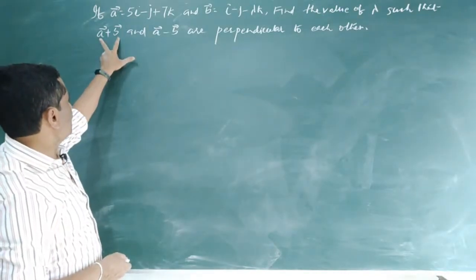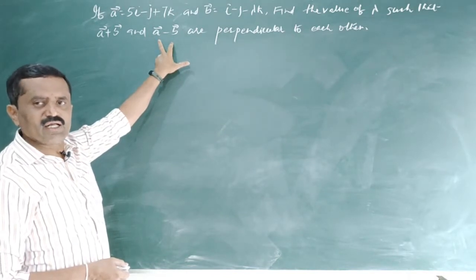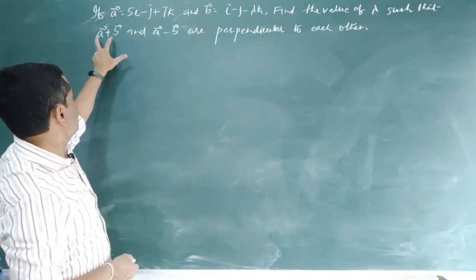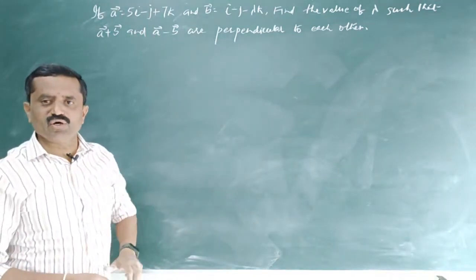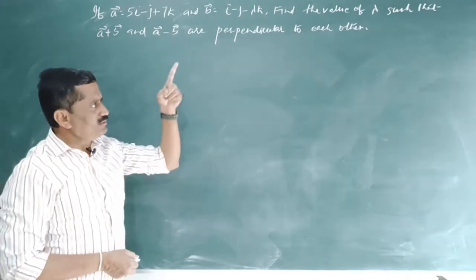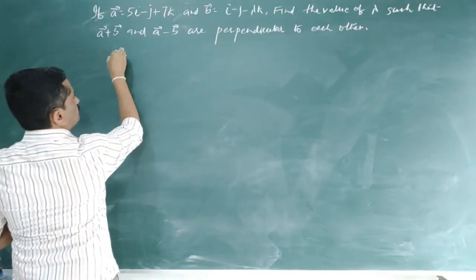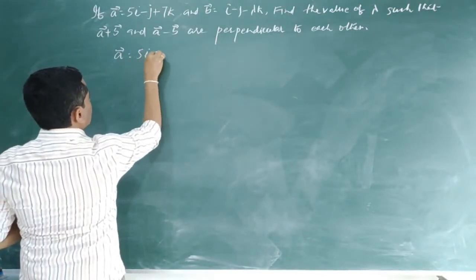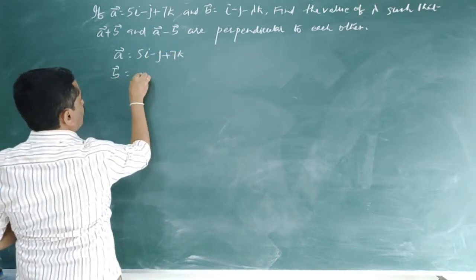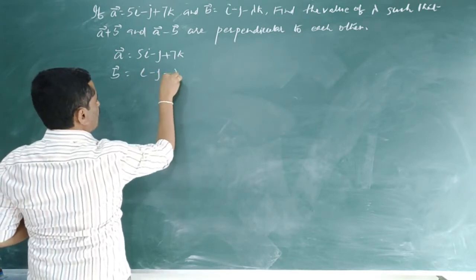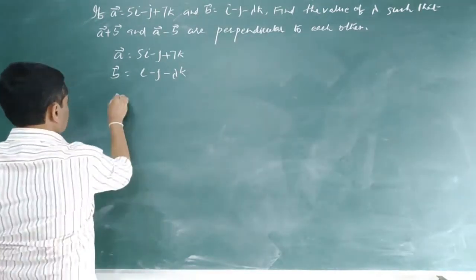He has given that A bar plus B bar and A bar minus B bar are perpendicular to each other. That means A bar plus B bar dot A bar minus B bar is equal to 0. Using that condition, we need to find the value of lambda. So first, given A bar is equal to 5i minus j plus 7k and B bar is equal to i minus j minus lambda k. We need to find A bar plus B bar.